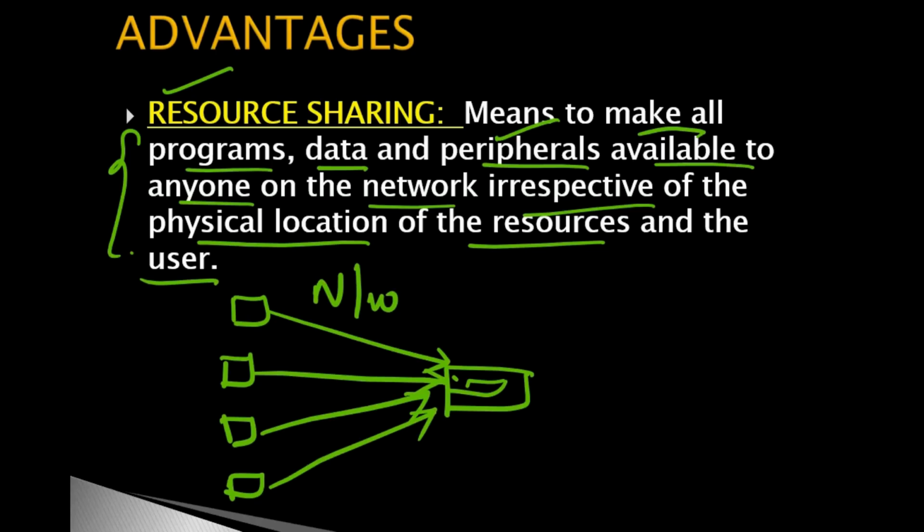If we want to take any printouts from this computer, number one computer, then we can connect it to the network and take the printout easily. Likewise we can do this for all the other computers. It means that programs, data and peripheral devices are made available to anyone on the network, irrespective of the physical location of the resources and the user.